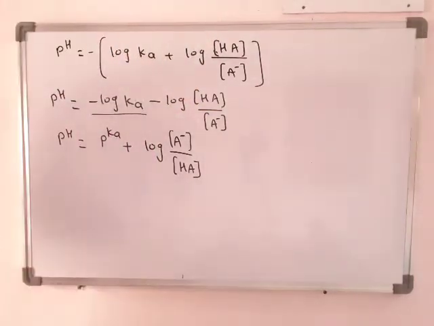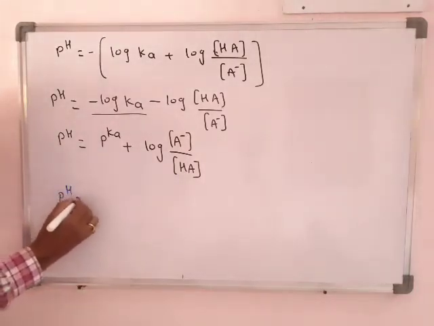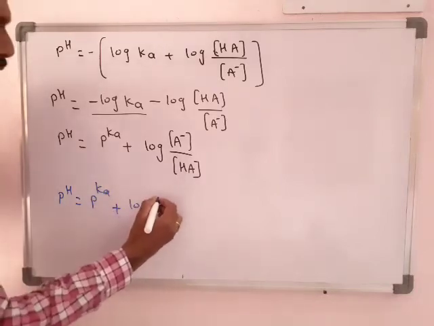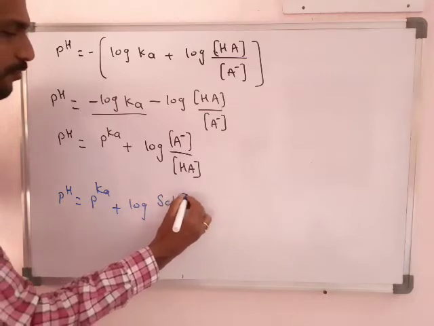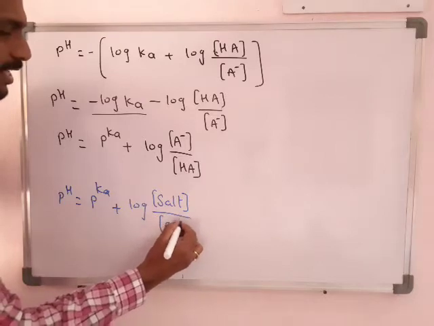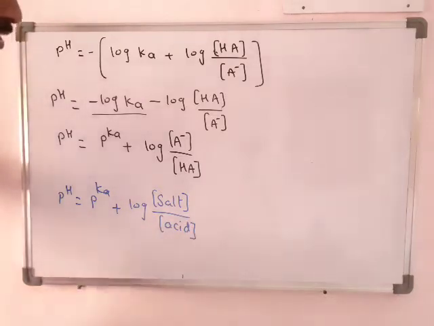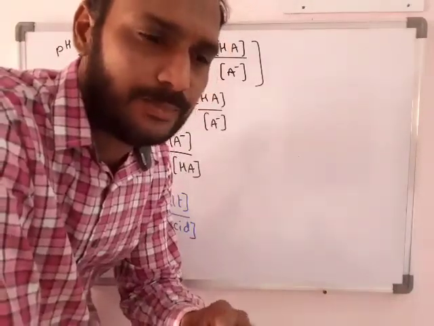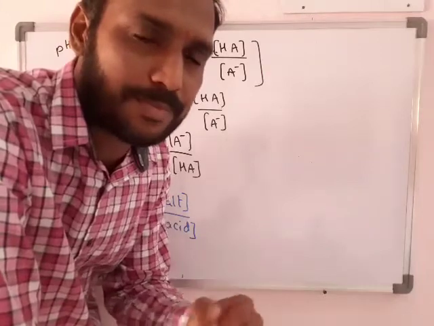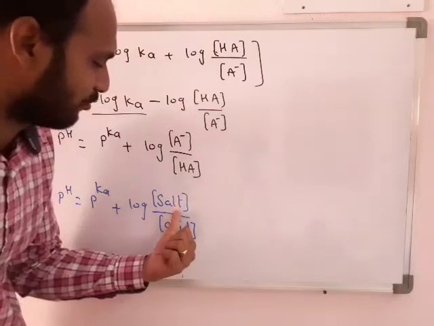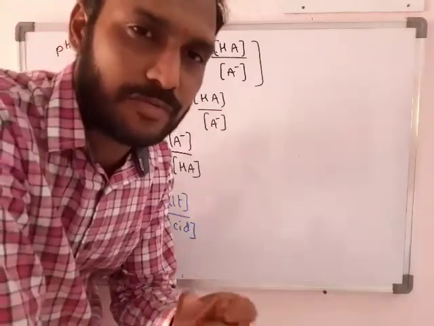The final equation actually useful in problems is pH equals pKa plus log of A minus concentration by HA concentration. For the concentration of A minus we take directly the concentration of the salt, and HA is the weak acid concentration. In the derivation, A minus was obtained from the weak acid, but in the place of A minus concentration we write directly the concentration of salt.